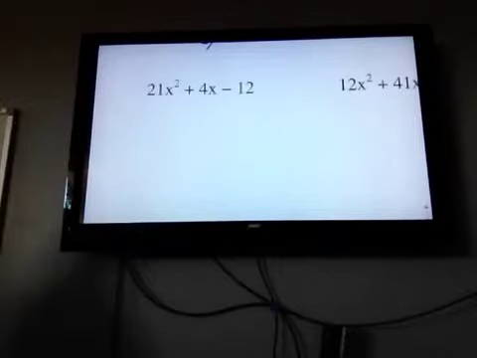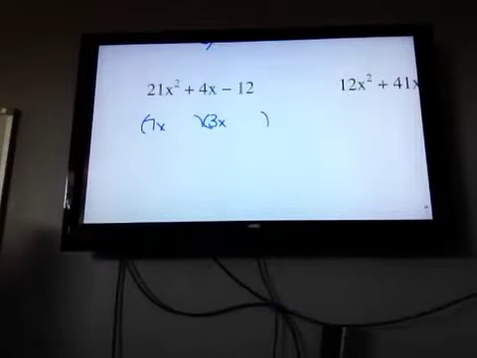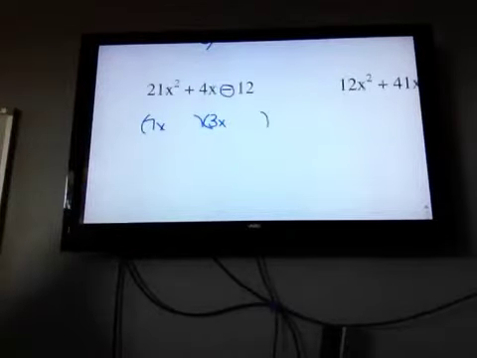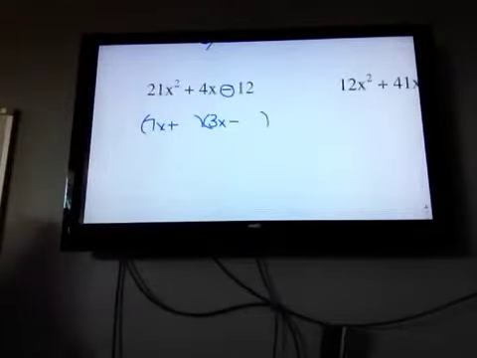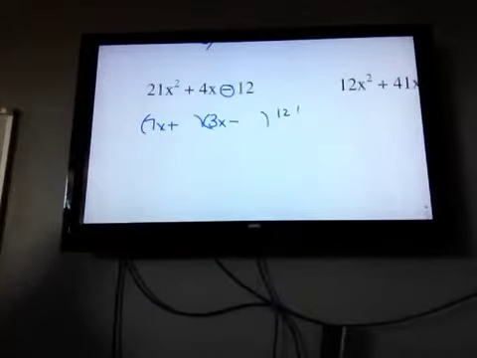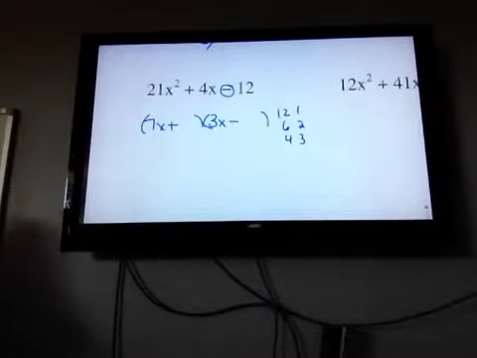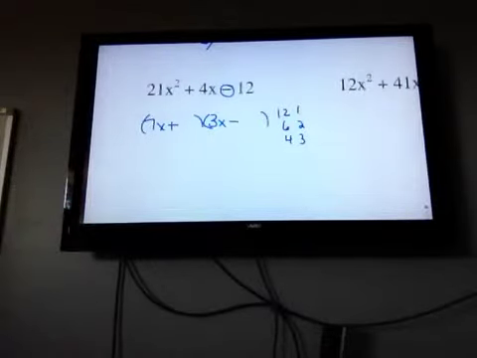Okay, so 21. 21 times 1, 7 times 3. I like 7 and 3 better. Doesn't mean I'm right. I'm not even quite sure if I am. Minus last term means one of each sign. And then 12 is either going to be 12 and 1, 6 and 2, 4 and 3. Now, this is where your little hints come in. This is what you have to do, and I don't typically try to teach this to all my regular algebra classes because they get confused, but you are smart enough to know this.